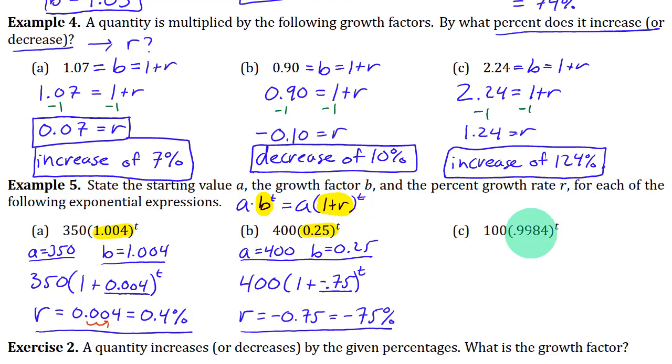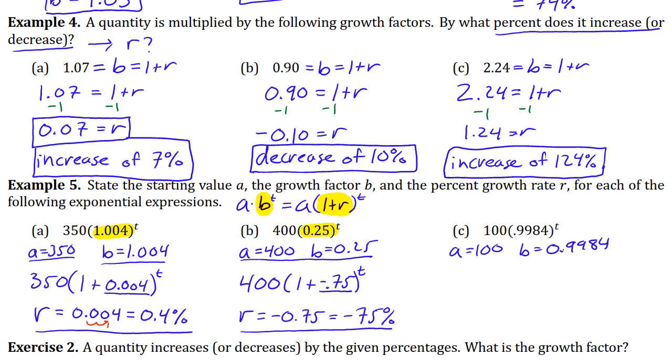How about this one? This one's a little bit weirder. So the process that I was doing here to get the r is basically the same thing as what I was doing here. I'm taking the b and getting whatever that b is minus 1 to be the r. So here you have b is 1.004. That minus 1 is the r that goes in there to make this work. Here, the 0.25 minus 1 is that. So in this case, we still have a equals 100, and the b is 0.9984.